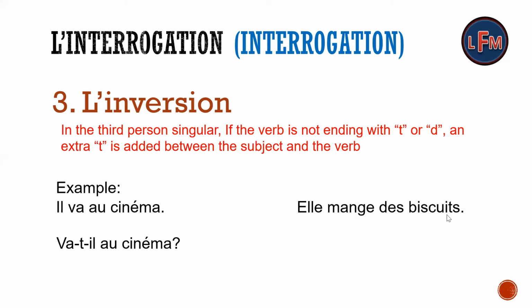Let's take one more example. Elle mange des biscuits. She eats some biscuits. So to make the question by inversion, we will write mange-t-elle des biscuits. Here again the verb is not ending with T, so we put an extra T between the subject and the verb and we say mange-t-elle des biscuits?